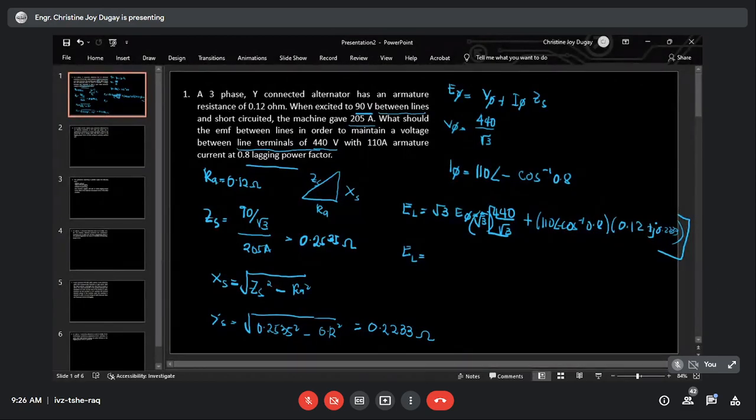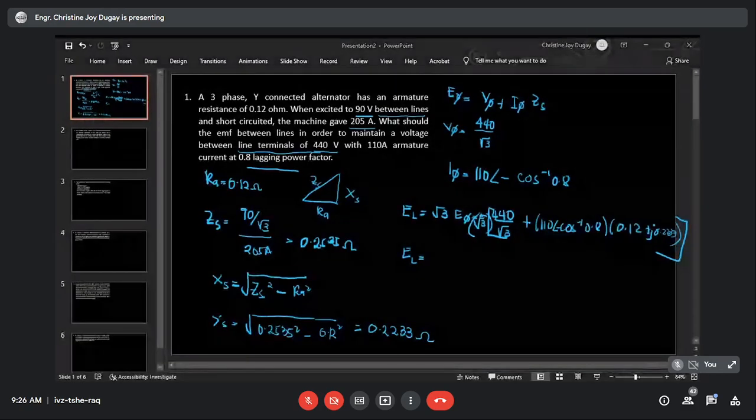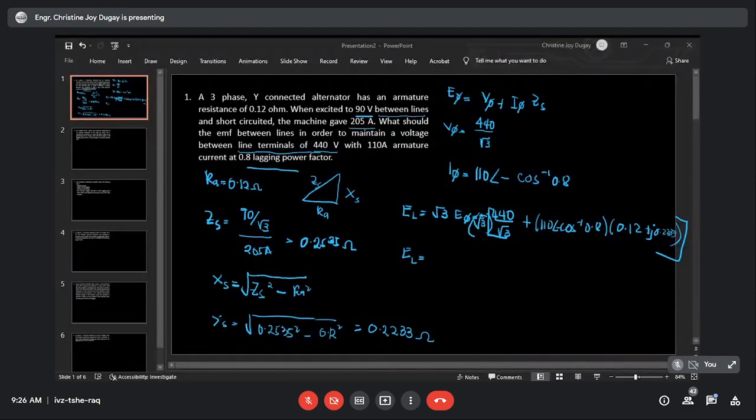So how many volts is our E-line? Miss Barut, can you solve for our E-line? Miss Cerise? Miss Cerise, nandyan ka ba? Miss Cerise? Absent yata. Let me see the attendance. Baka nakapag-present siya kanina. Present ka naman, Miss Charis. Bakit di ka nagsasalita? Miss Barut?